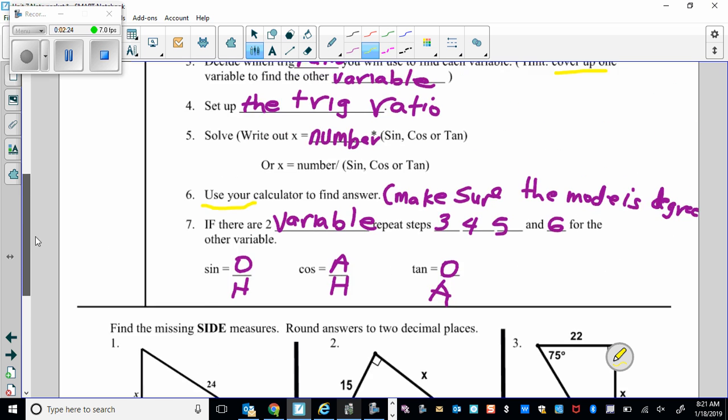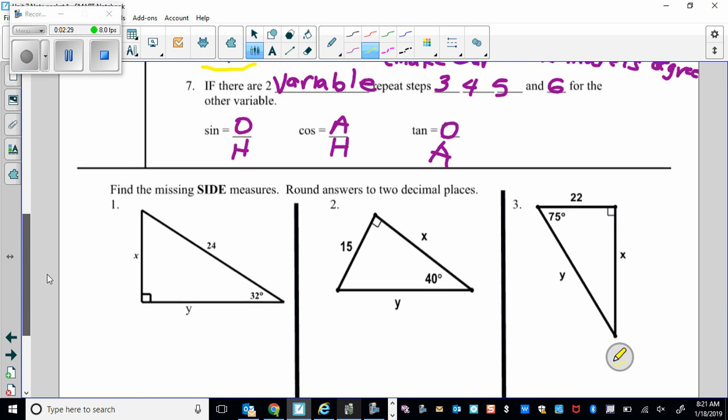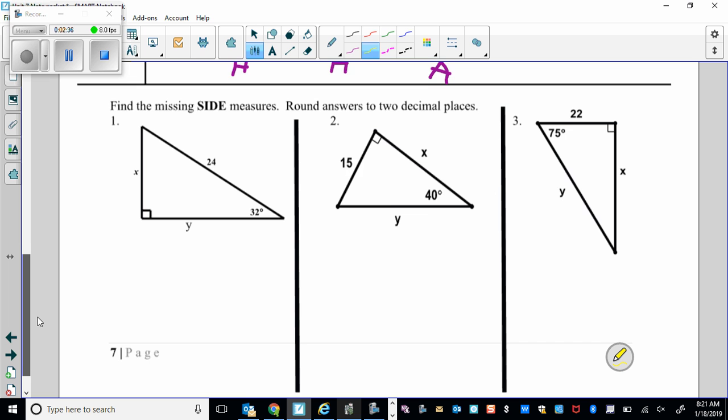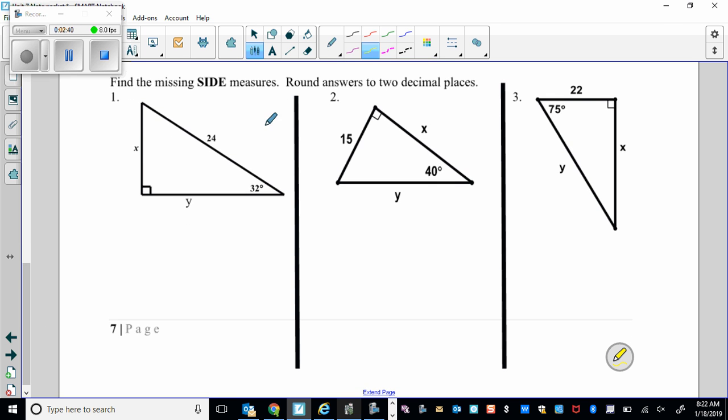Based on the steps I just gave you, I'm going to do these 3 problems. Hopefully I'll do 2 and then you will do the third one by yourself. I'm moving it down so that I have space, but you can still see the steps. Step 1 says circle the acute angle. In this case, they only gave me 32. They could have given me both, but just choose one. It doesn't matter which one you choose. So I'm going to choose 32.